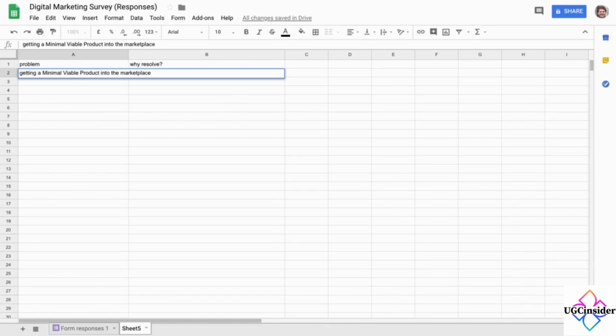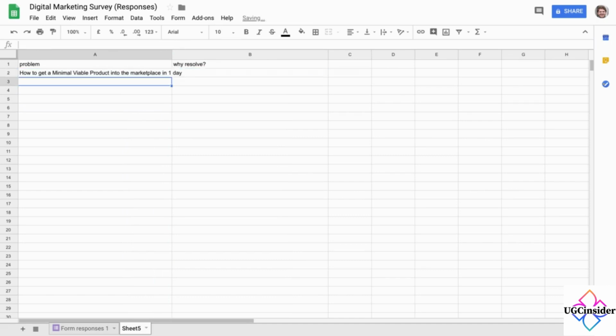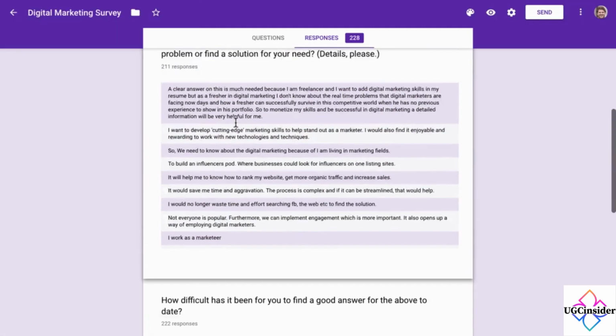And what I like to think about is, if I was writing this as a course or a piece of content, like a blog post or a YouTube video, what would the title be? It's always just easiest to start it with "how to." So how to get a minimal viable product into the marketplace, let's say in 1 day, because they're looking for speed. That's what they said in their response here.